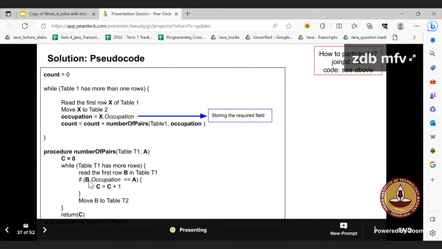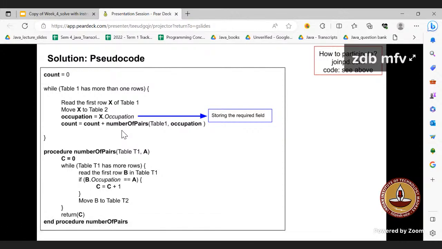If both are the same, if b dot occupation is equal to a, then we do c equal to c plus 1, and we are returning that number. After returning that number, you are just doing count equal to count plus that number for each and every row. Count is for the number of similar rows, because we have to assign the value of a 3 times.